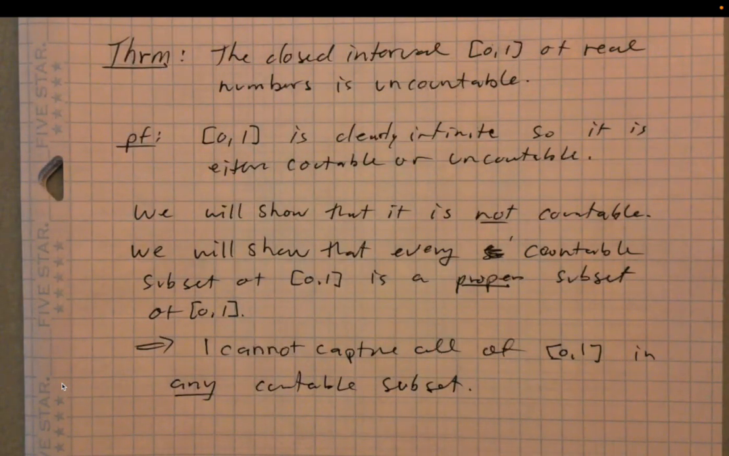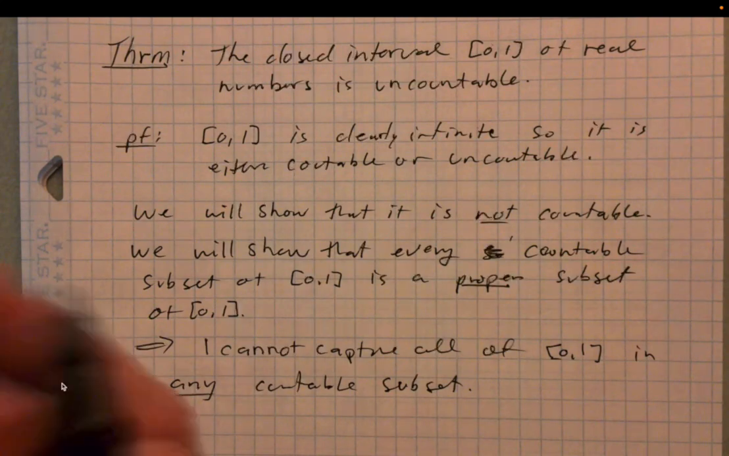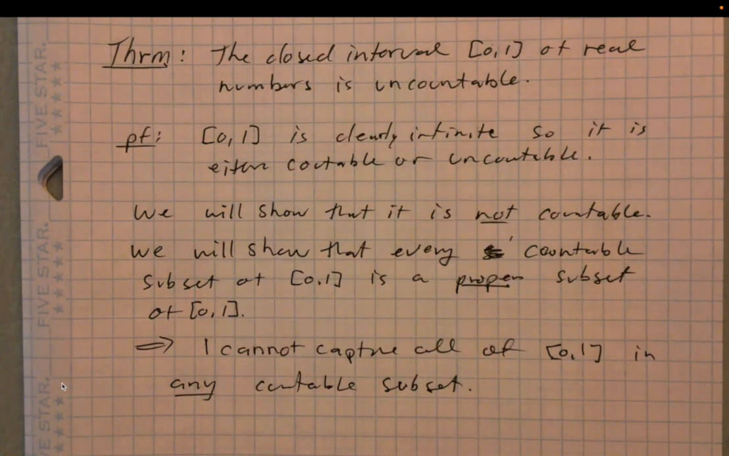Here's the idea. It's very important to set the parameters of this proof. So [0, 1] is clearly infinite, so it'll either be countable or uncountable. We'll show that it is not countable, thereby implying that it must be uncountable. And in order to show that it's not countable, we'll show that every subset of [0, 1] that is countable is a proper subset of [0, 1], meaning I haven't gotten them all. So the only way to get them all is to talk about an uncountable subset. So I cannot capture all of [0, 1] in any countable subset. That's the real idea here.